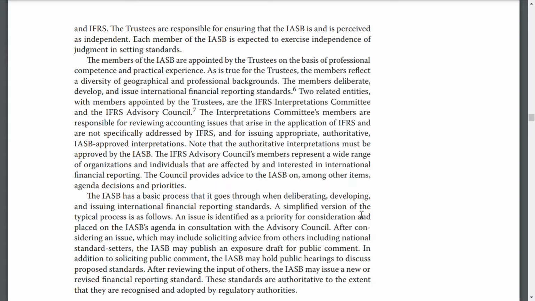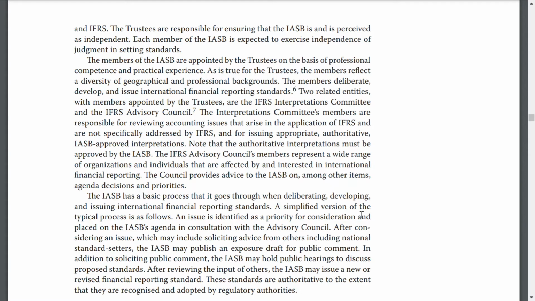The related entities are the IFRS Interpretation Committee and the IFRS Advisory Council. The Interpretation Committee members are responsible for reviewing accounting issues that arise from the application of the IFRS and are not specifically addressed in the IFRS, and for issuing appropriate interpretations. Note that an authoritative interpretation must be approved by the IASB. The IFRS Advisory Council's members represent a wide range of organizations and individuals that are affected by and interested in international financial reporting. The Council provides advice to the IASB on, among other items, agenda decisions and priorities.